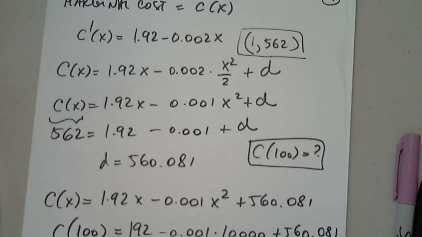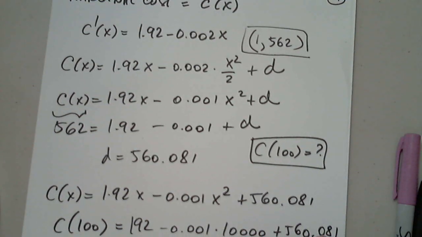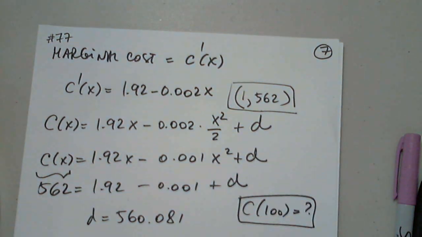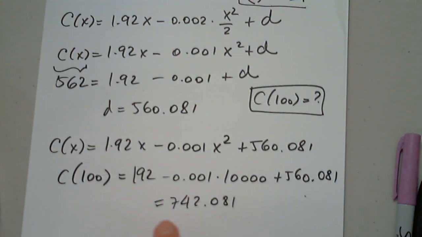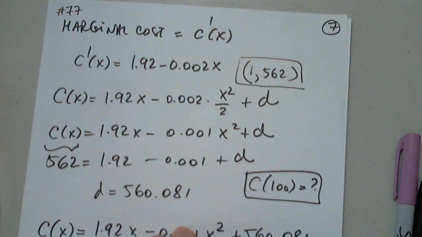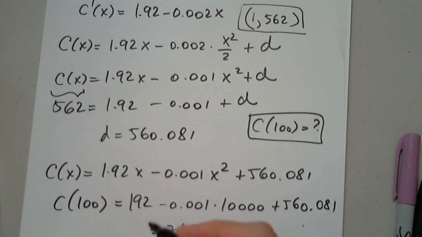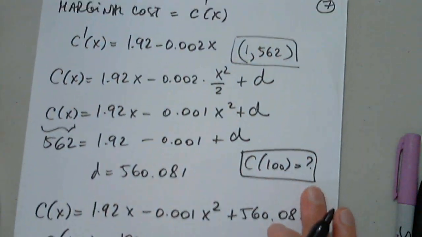The question is, we always have to ask ourselves, does it make sense? One item costs 562. How can 100 items cost this? So obviously I lost something somewhere. It doesn't make sense to me. 1.92. Are these correct? That's the answer the book has actually. But 742, okay, but I'm not happy with the answer. I understand, but let's discuss this.